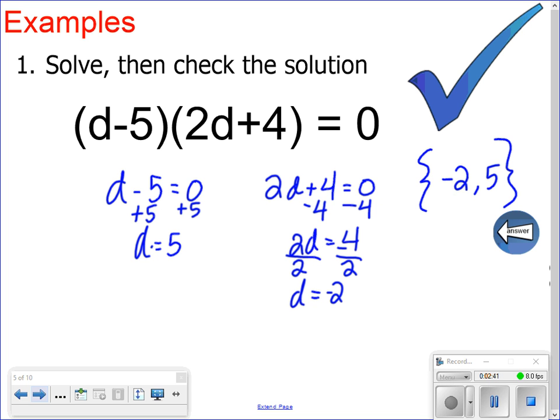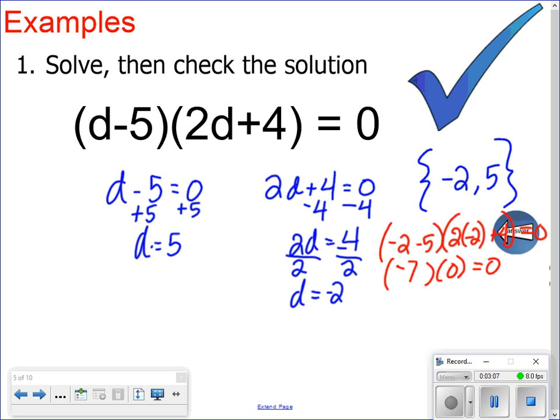When I'm checking, I'll substitute negative 2 back into the equation and see if this works. Instead of d, we'll put negative 2, and the product of these two should equal 0. So this is negative 7. 2 times negative 2 is negative 4, and negative 4 plus 4 is 0. And I know that negative 7 times 0 is 0. So we know negative 2 works.